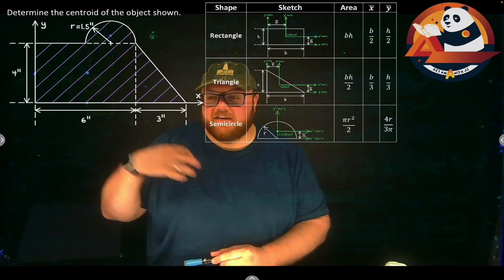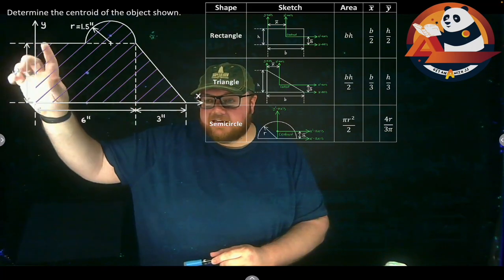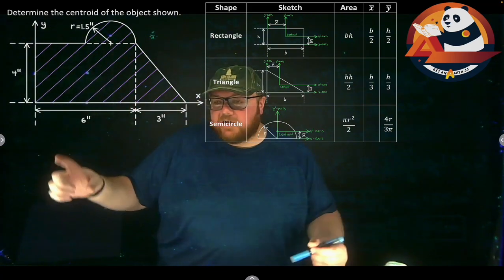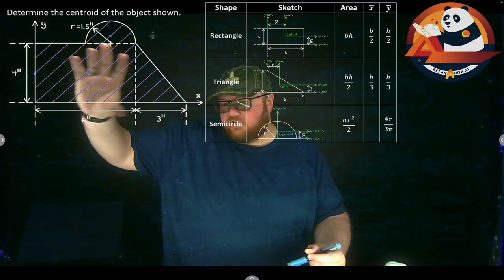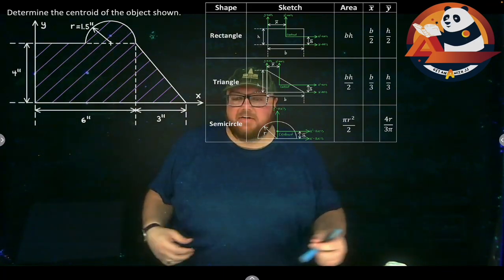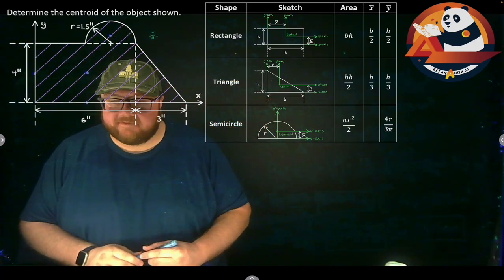I am JJ. Let's tackle an example problem. So we're going to say, let's find the centroid of the object shown. We have just a random shape in here. Where is its centroid? The x and y coordinates for this.